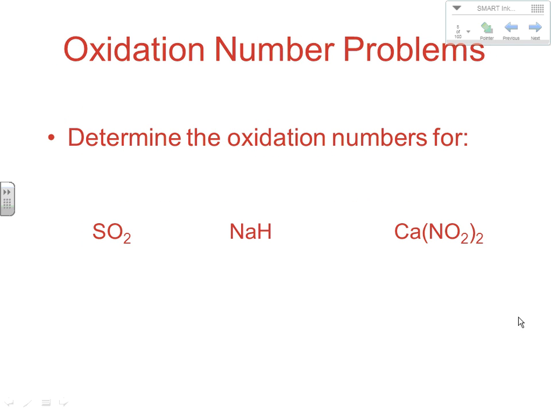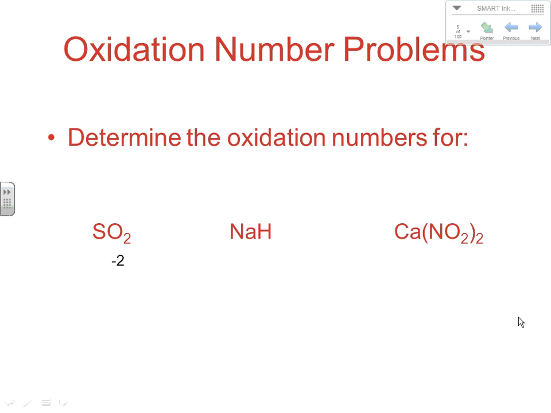So let's practice a couple of these and try it. What would be the oxidation numbers for the substances in SO2 and NaH and so on? So in SO2, sulfur dioxide, what's the oxidation number for the sulfur and what's the oxidation number for the oxygen? Remember, the rule we looked at was oxygen's always -2. So it's not a peroxide. It's not that rare exception.